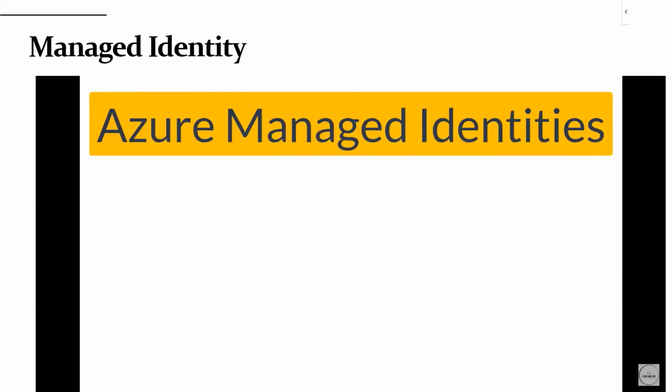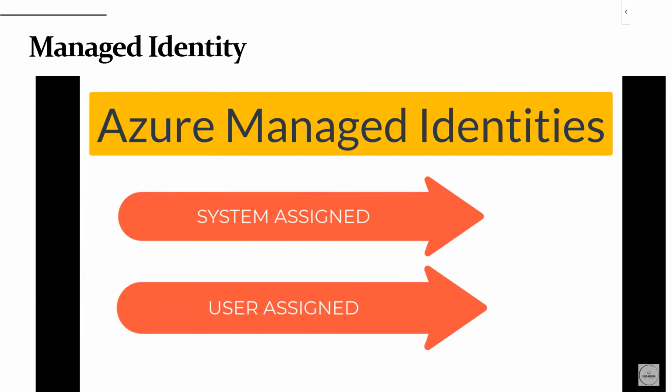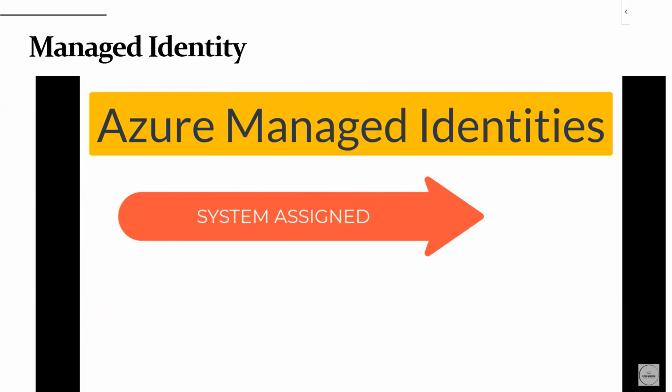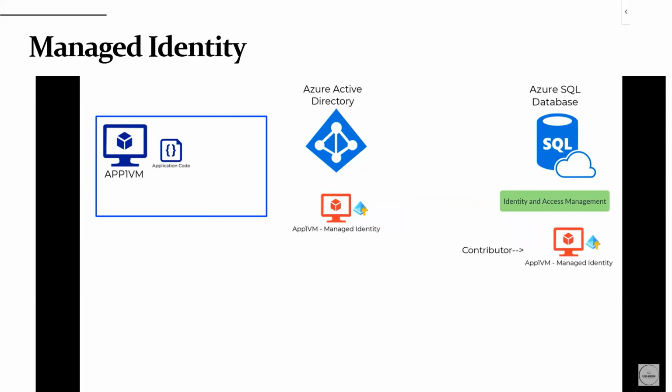Azure Managed Identities comes in two flavors: system assigned managed identities and user assigned managed identities. We'll first talk about system assigned Azure Managed Identities. System assigned Azure Managed Identities provides a mechanism for the service, in this case the Azure VM, to have an identity in Azure Active Directory instead of the end user. Once this identity is created in Azure Active Directory, you can now use this to grant access to the target resources which support Azure AD authentication, in this case Azure SQL Database. You can now authorize this identity and grant permissions based on the level of access.